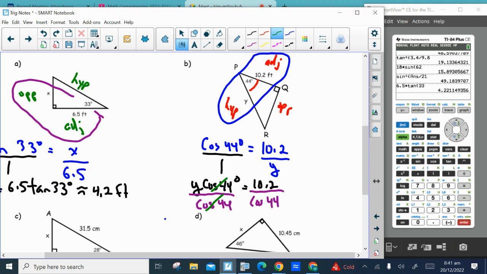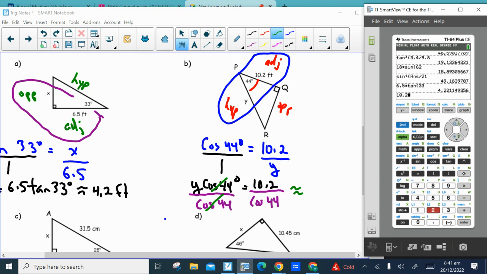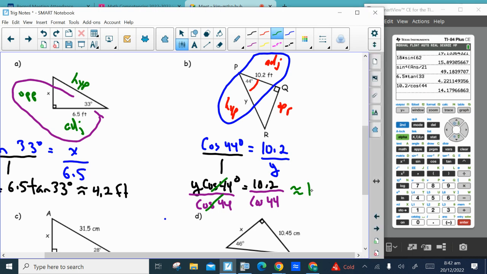The cos of 44 cancels, and now you have y by itself, and we can find out what it is by going 10.2 divided by the cosine of 44 degrees, which to the nearest tenth would be 14.2. And that would be in feet, the same unit as the adjacent side.